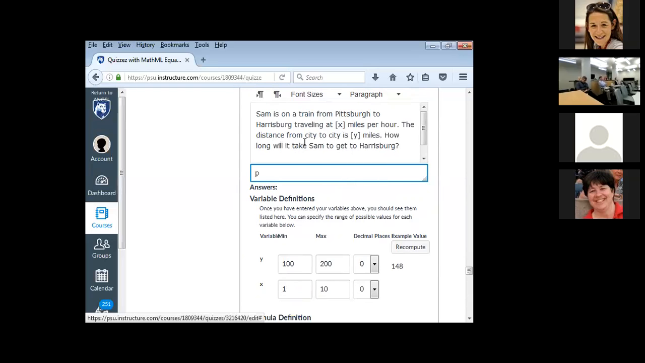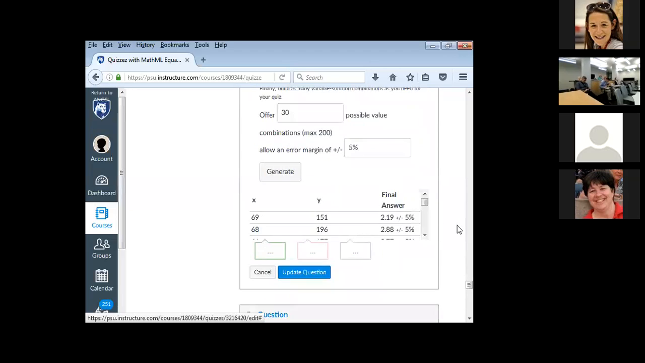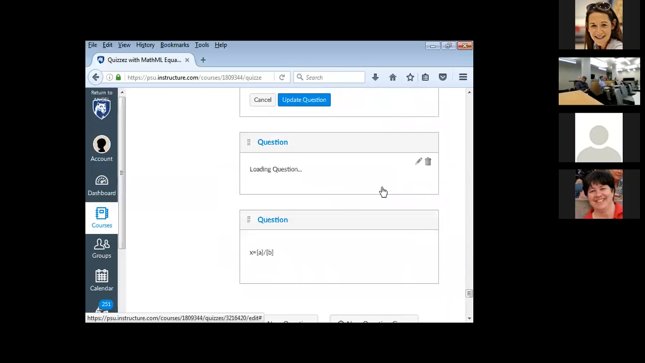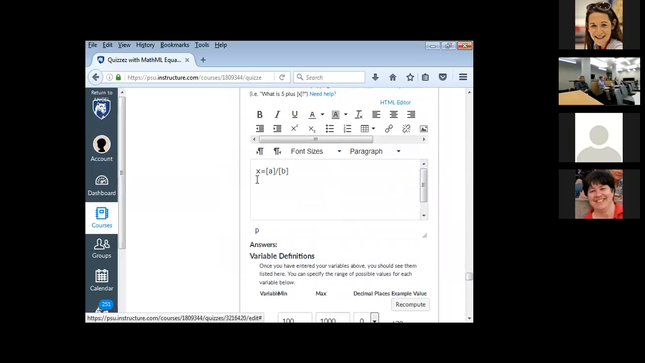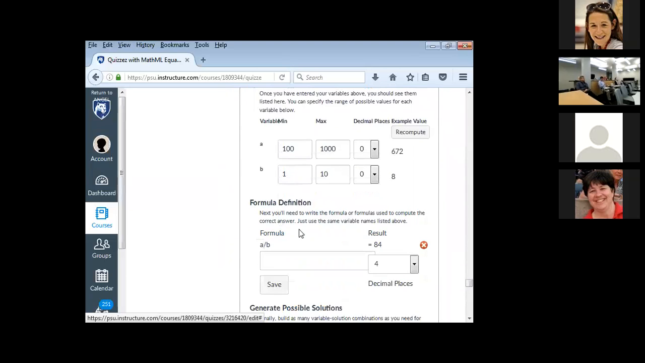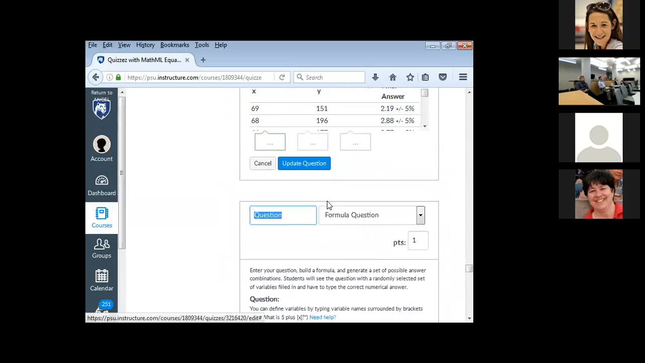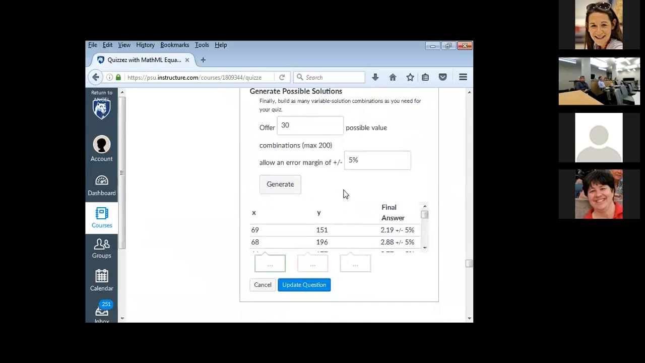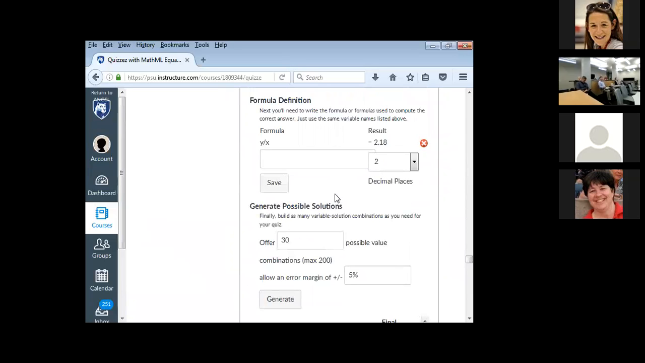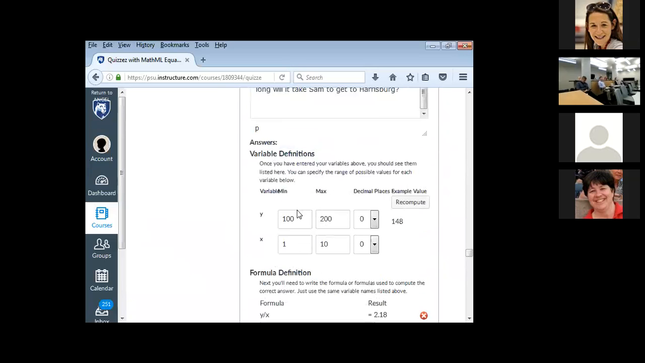So again, writing out your question, it can be a word problem like this using brackets, or let me go down to another question, a simple question here where I'm just asking X equals A divided by B. And again, it knows my variables are A and B now. And let me scroll up to the first question. Once Canvas realizes that I have variables in my equation, it gives me a space to set parameters for that variable. So I can say, make y anywhere from 100 to 200 or 100 to 1,000. I can set that up, and I can tell it how many decimal places to put into the question.